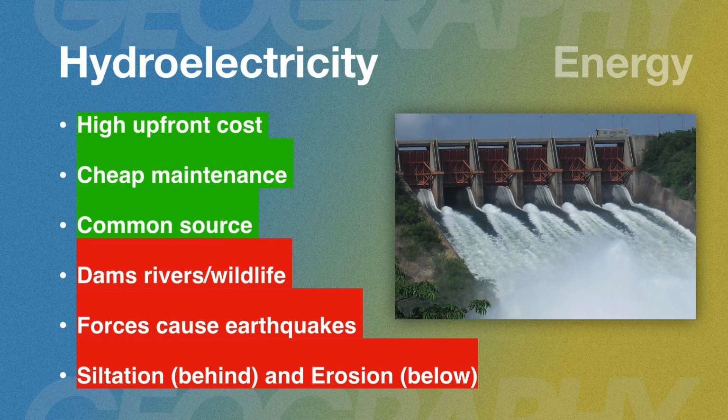There is hydroelectricity, very high upfront cost, but cheap to maintain, and water's everywhere. You don't have to have fresh water. Unfortunately, they dam rivers and wildlife. There's siltation that occurs behind the dam and erosion below. And unfortunately, there's just the sheer force of water falling, which causes minute but constant earthquakes.